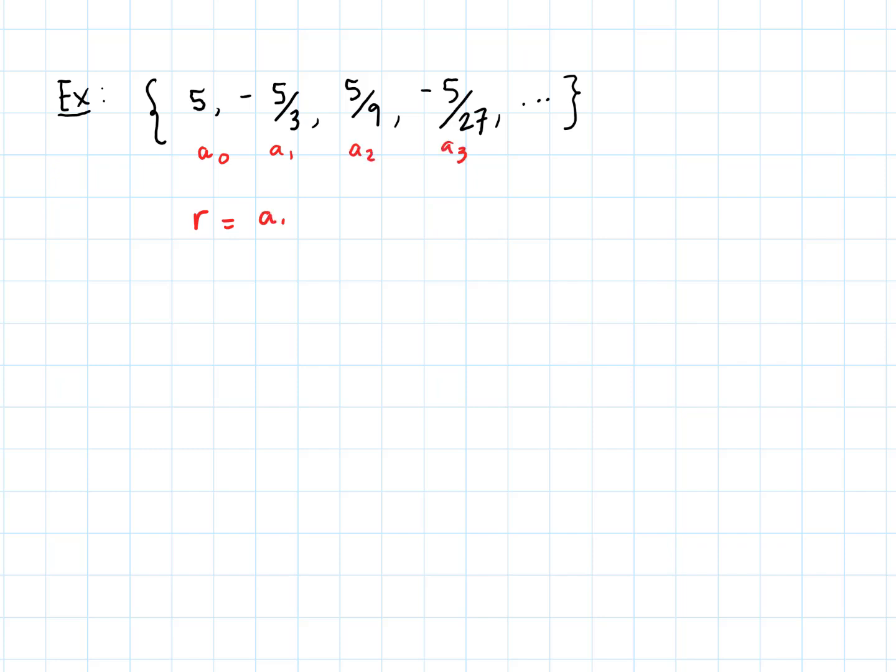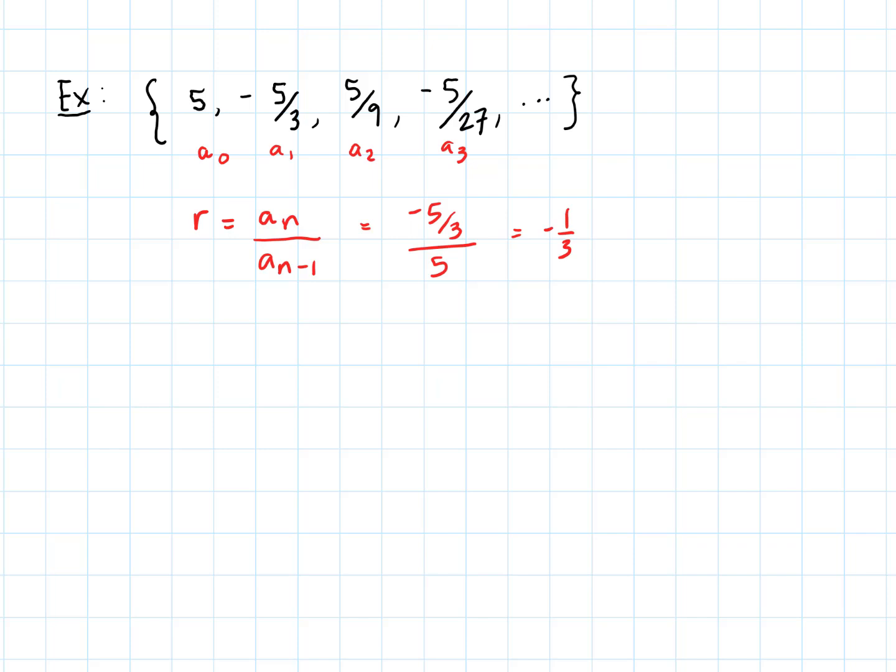If we ever want to find the common ratio, we can take the ratio of the terms. So we could say a sub n over the term before it, a sub n minus 1. So if I take negative 5/3 and divide by 5, I get negative 1/3. And then we would check this for a couple other terms too, to make sure we have the same common ratio. It won't be geometric if the ratio changes.